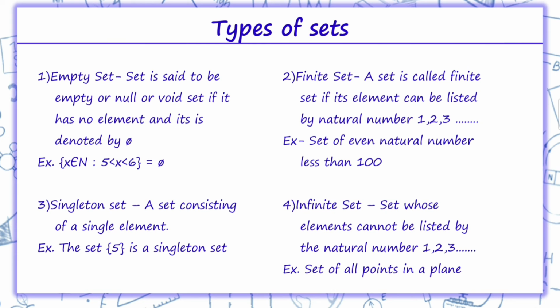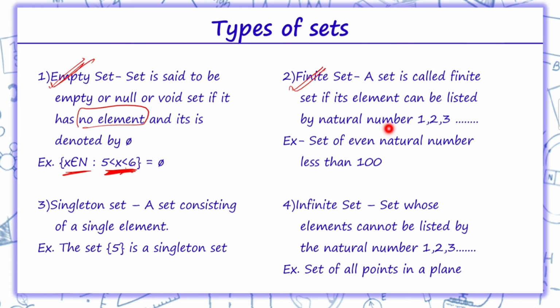That's it. So this was all about how to represent sets in a table. Now there are types of sets, like the empty set. A set is said to be empty, or null or void, if it has no element. Like if I say x is greater than 5 and less than 6, x belongs to natural numbers. We know that if it belongs to natural numbers, we are not talking about 5.1, 5.6 and all. There is no natural number between 5 and 6, so there is no such element.